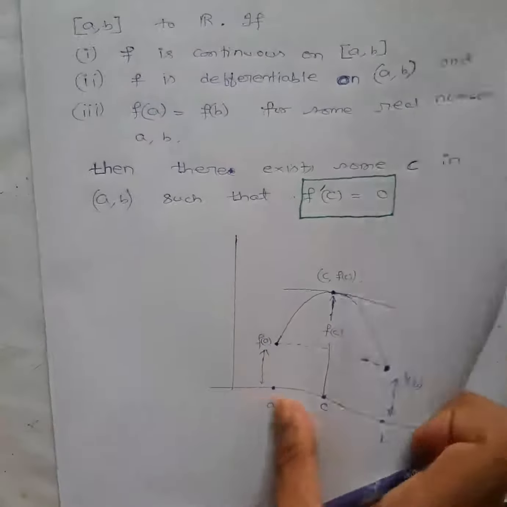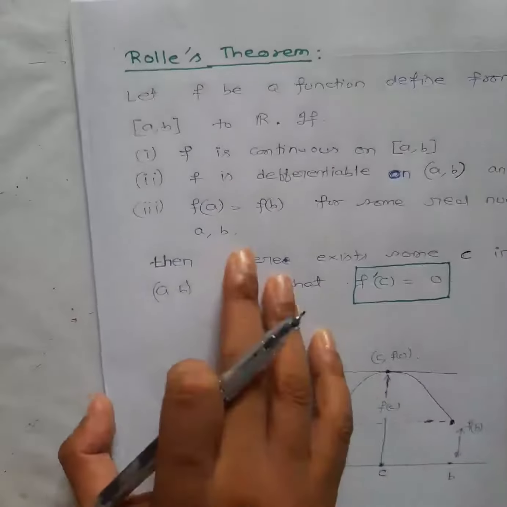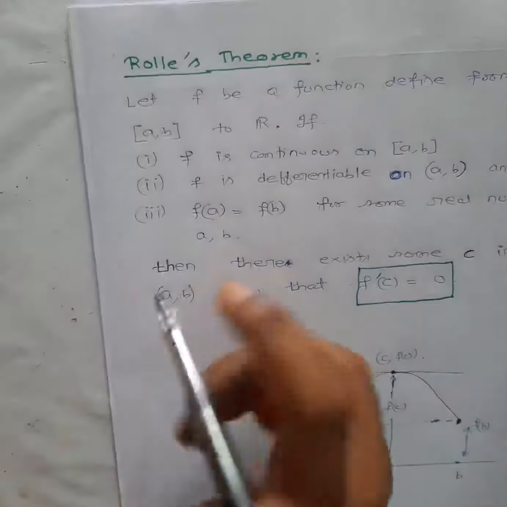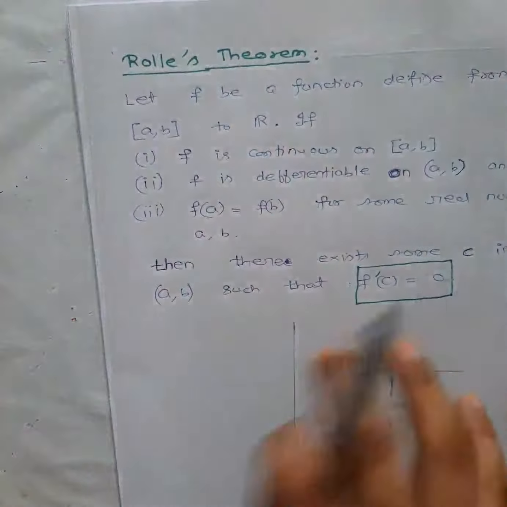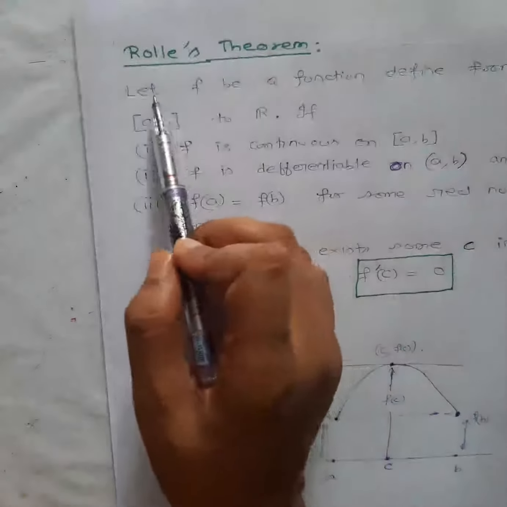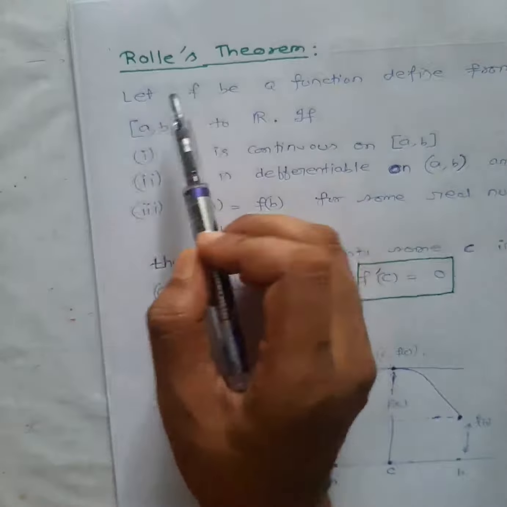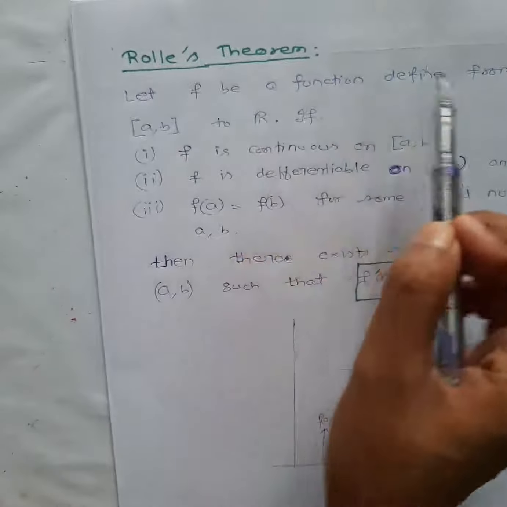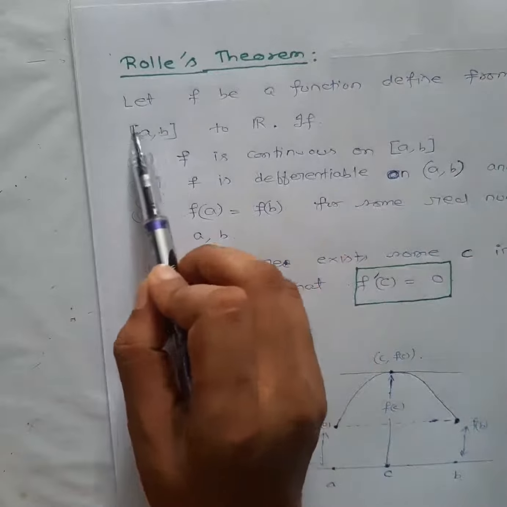Okay, students, so next is Rolle's theorem. So what Rolle's theorem says, see here the statement is given and I will explain with the help of a graph. Okay, so the proof theoretically we don't need right now. So what Rolle's theorem says is, let f be a function defined on some interval.